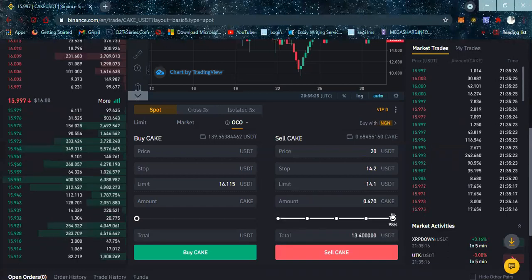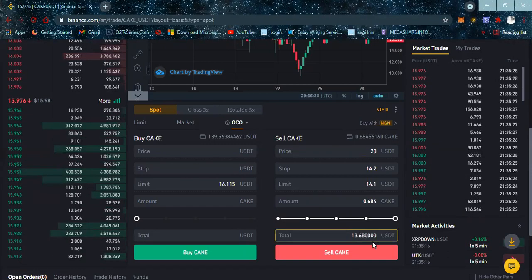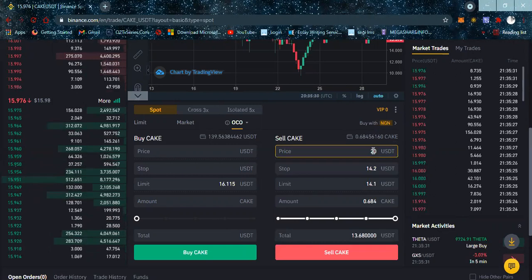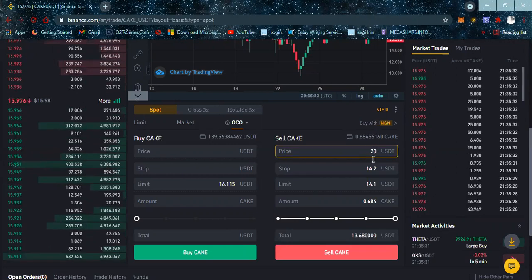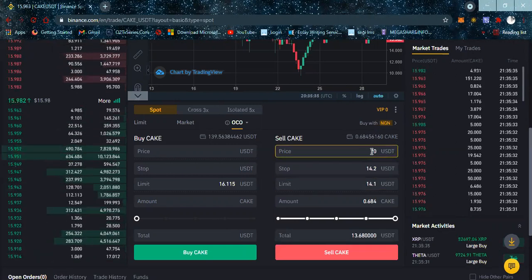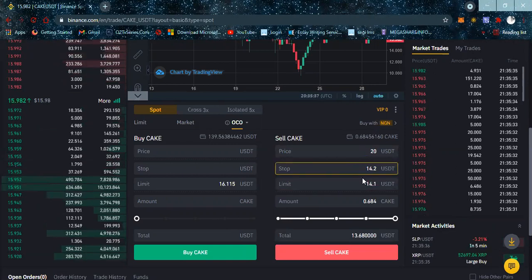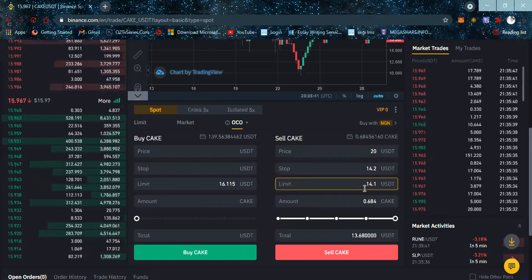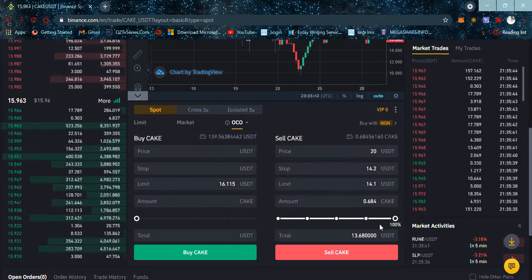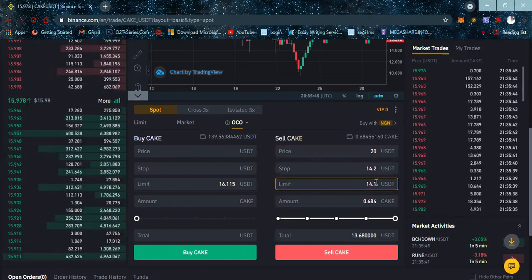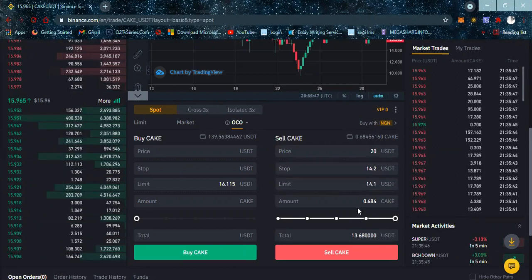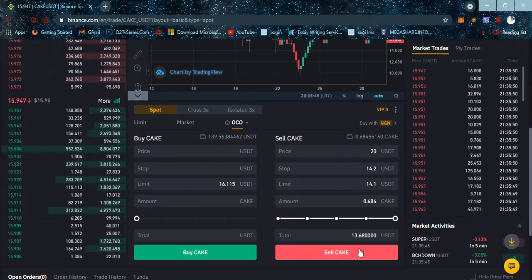I want to do that with the total amount. You see, this 13.6 here is working with this. Not these two. This is my take profit, and these two determine my stop loss. This is my trigger price that triggers the limit. So I'm selling at this TP and at this SL. All right, so that's using OCO. So I click on sell.